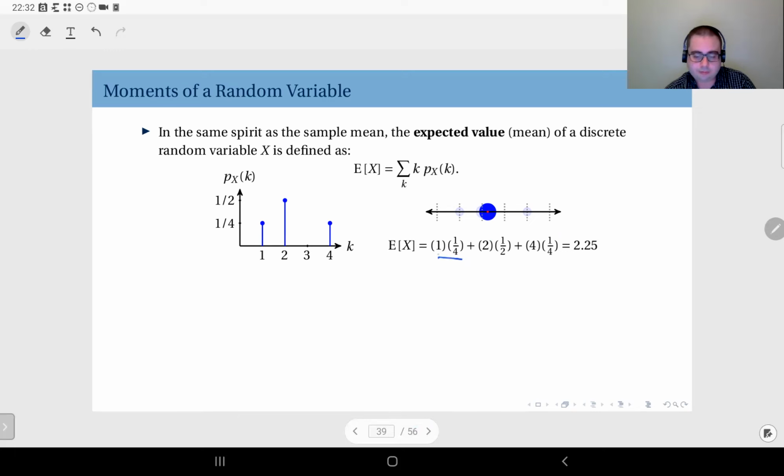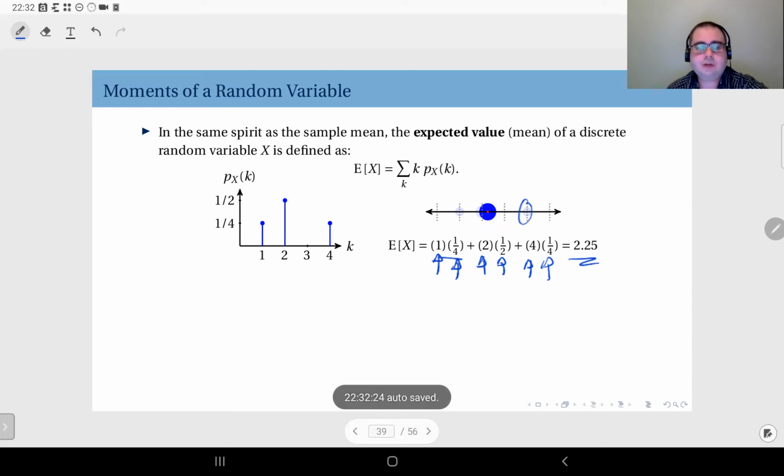So 1 is the possible outcome, 1 over 4 is its assigned probability, 2 is the possible outcome, 1 over 2 is its assigned probability, and 4 is the possible outcome, and 1/4 its probability. Add them together, you get 2.25. This is the expected value of this random variable.